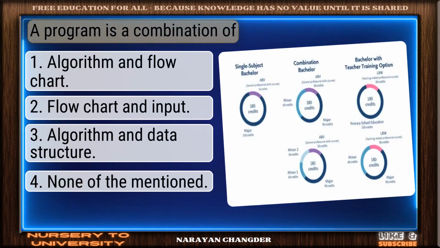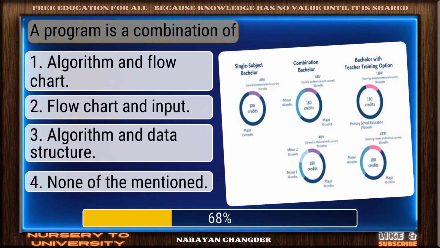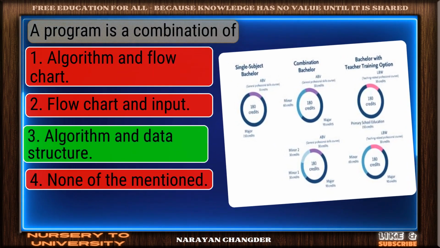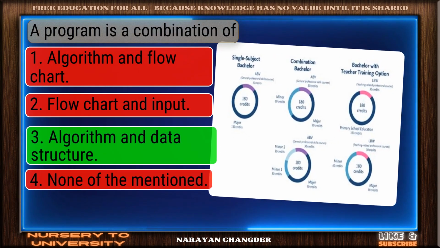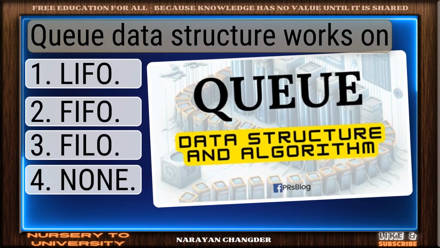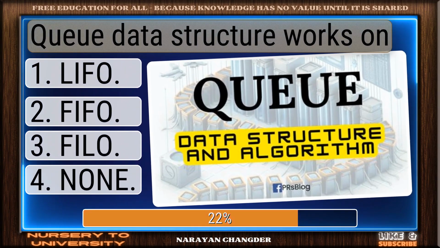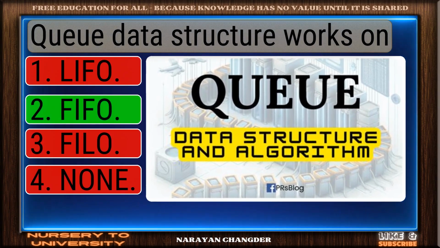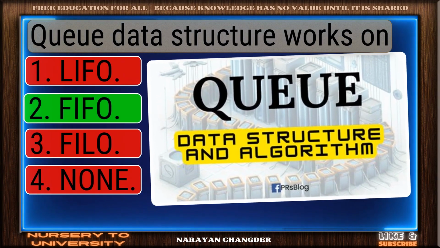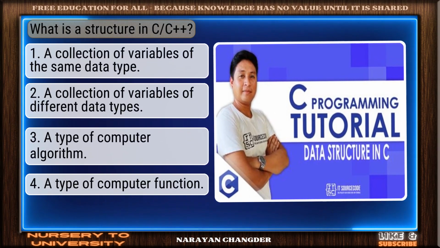Question number 39. A program is a combination of. You got it. Your choice, algorithm and data structure is right. Question number 40. Queue data structure works on. Good job. Your answer FIFO works well here. Question number 41. What is a structure in C and C++?